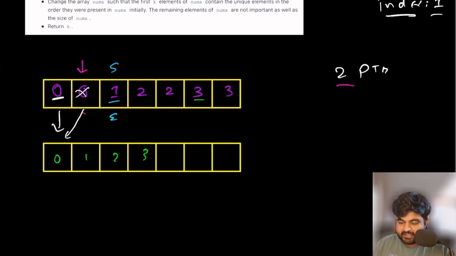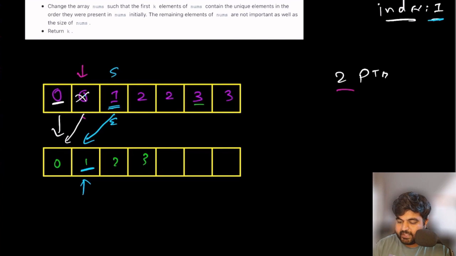The moment we find a distinct value, since we find the first distinct value for this index position number 1, we are going to add it over here. So we add the value over here. The moment we add the value to our array and we find a new distinct value, we are going to do index plus plus.